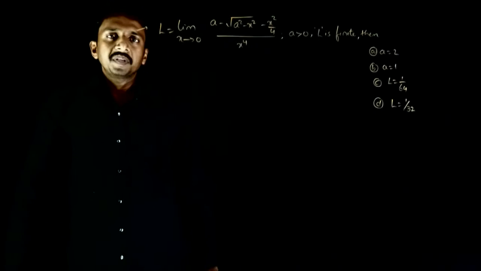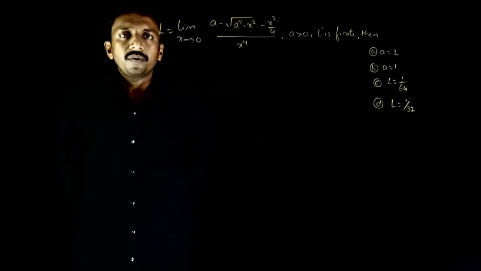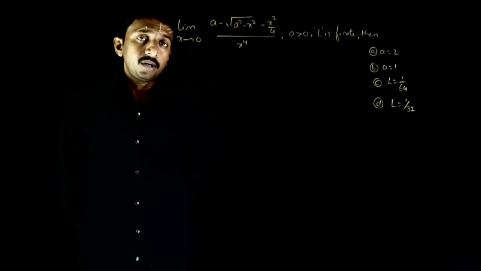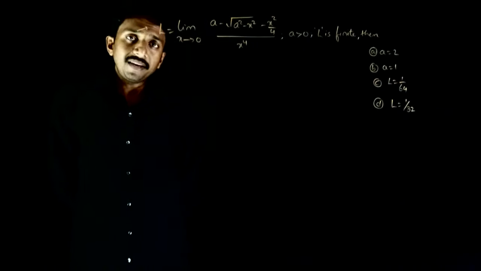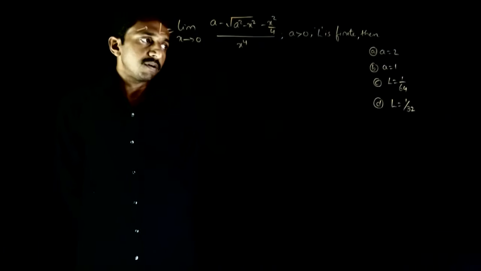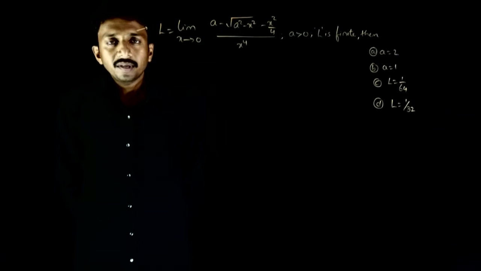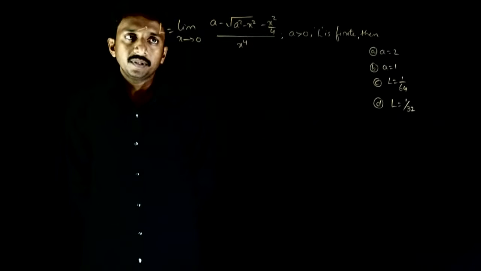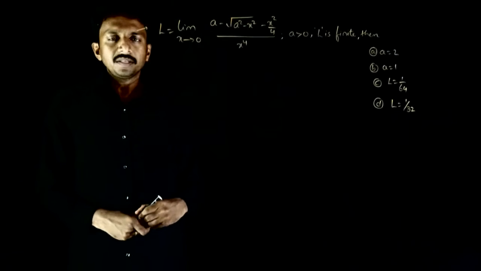So welcome students. In this question, it is given L is equal to limit x tends to 0 of (a minus root of a square minus x square minus x square by 4) by x power 4, where a is greater than 0 and this limit L is a finite number. You are asked to find the values of a and L effectively. So the first two options deal with the value of a and the next two options deal with the value of L. So effectively we have to analyze this limit. Let us start analyzing this limit.